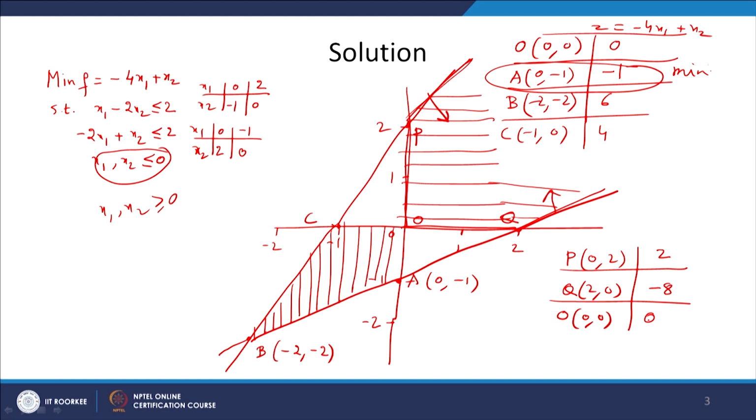Since we want to minimize the objective function, of course the objective function is the same as before, there is no change in that. The solution to this second part of the problem is at the point Q given by 2 comma 0, because the objective function value is minus 8. So, I hope you understand how x1 and x2 being less than 0 or greater than 0 helps in designing the problem in a new way.